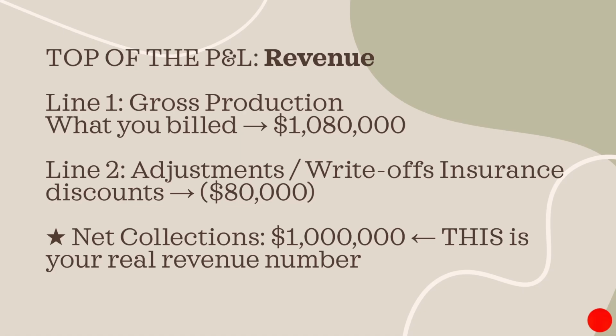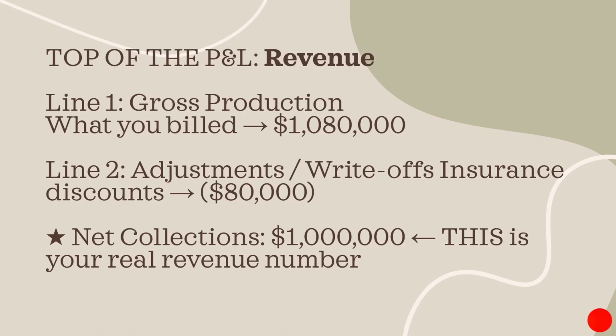The top of your P&L shows revenue, but in a dental practice, there are almost always 2 revenue lines, and this is where a lot of dentists get confused. The first line is gross production, which is what you actually billed for your services. In our example, it's $1,080,000. The second line is adjustments or write-offs, the discounts you've agreed to give insurance companies as part of your PPO contracts. In our example, $80,000 are the adjustments.